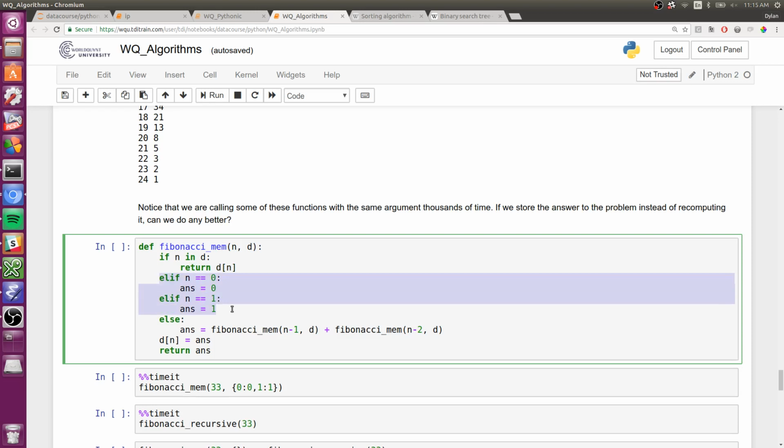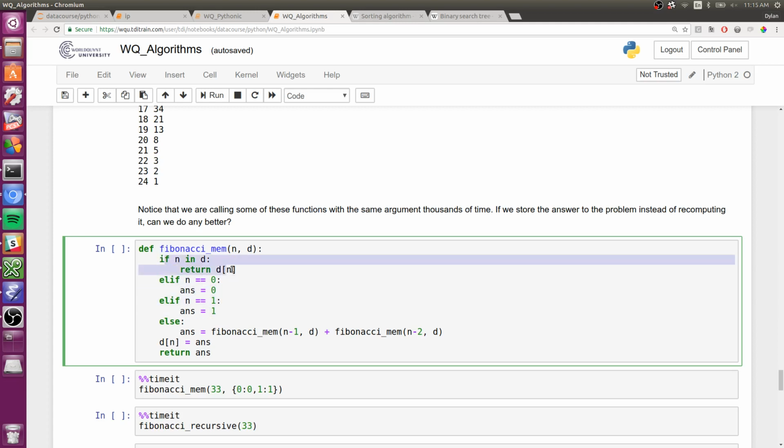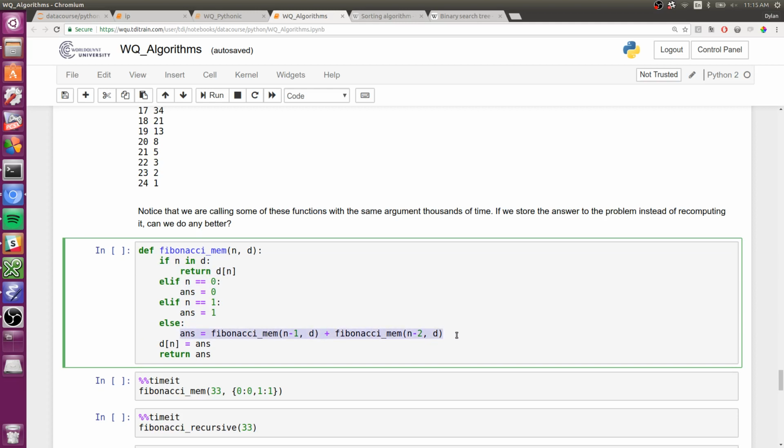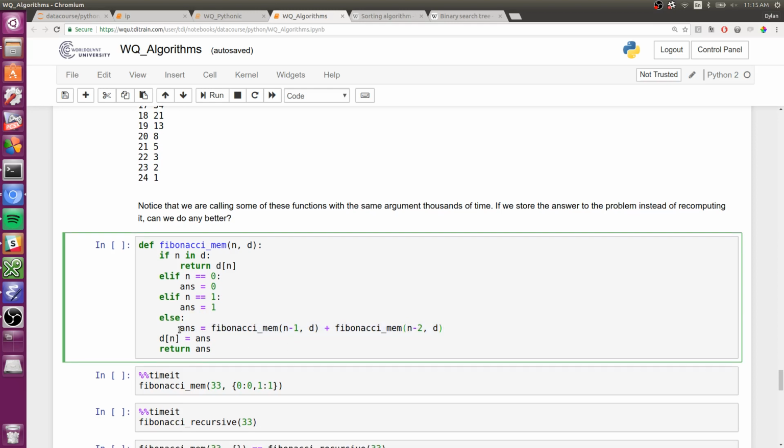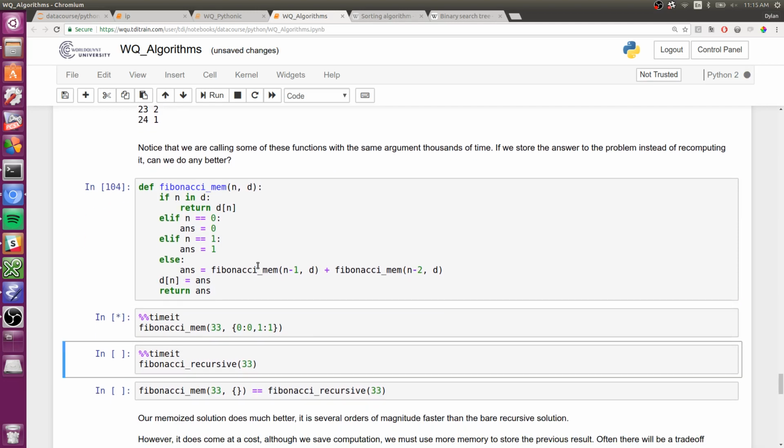Otherwise, we consider our base cases, what we looked at before. And if it's neither a base case nor in our dictionary, we'll go ahead and make the recursive call to compute that nth Fibonacci number. And when we get the answer, we'll add it to our dictionary. We'll remember it. And this is going to provide us a massive speed up.